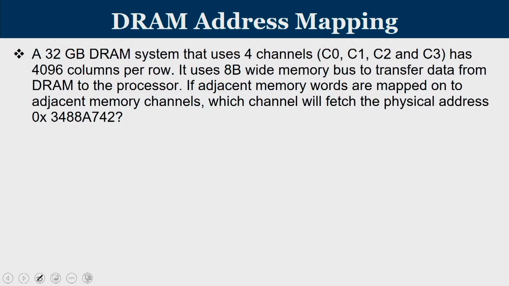The first tutorial question for the day is, let us consider a 32 GB DRAM system that uses 4 channels C0, C1, C2 and C3. It has 4096 columns per row. It uses an 8 byte wide memory bus to transfer data from DRAM to the processor. If adjacent memory words are mapped onto adjacent memory channels, which channel will fetch the physical address that has been given? Let us try to understand what the concept of channel is.